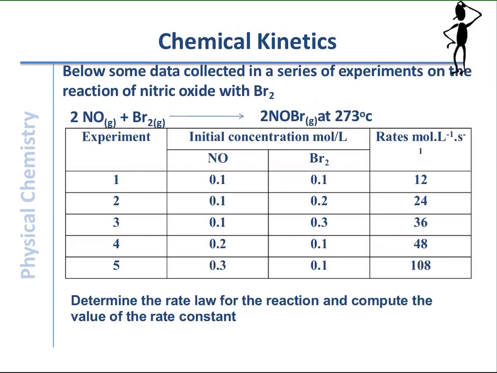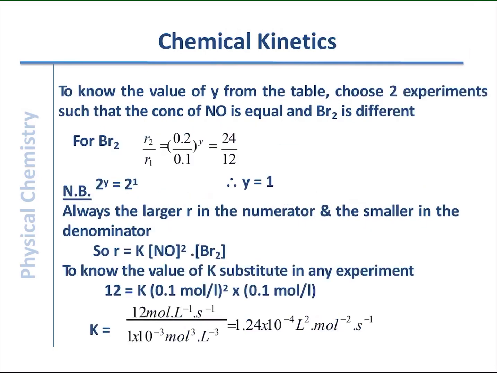Here, the difference between experiment 1 and 2 is that the concentration of bromine doubled and the concentration of nitrogen monoxide is constant. When the concentration of bromine doubled, the reaction rate doubled, so the reaction order of bromine is first order. Always the larger rate in the numerator, the smaller in the denominator.